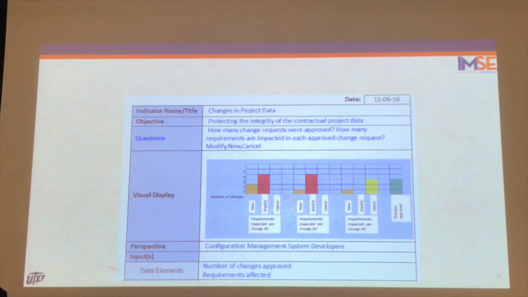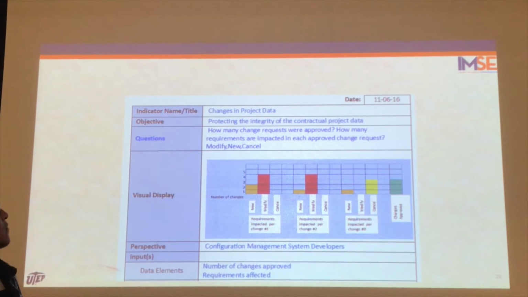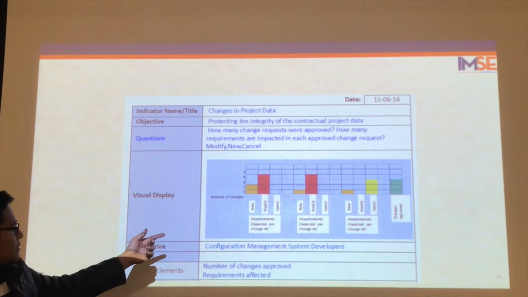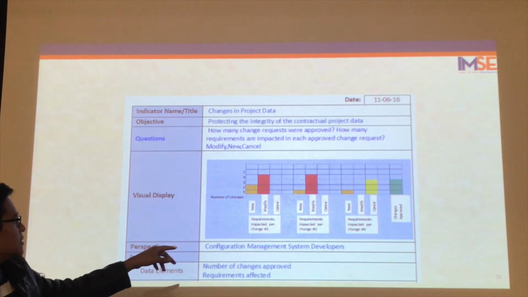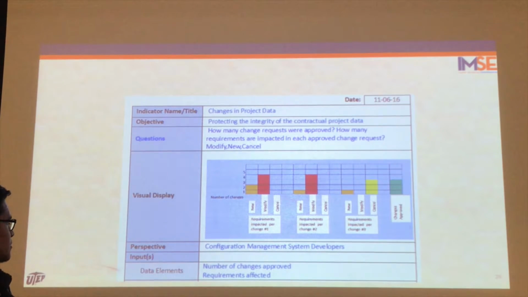For example, this is the indicator template. Some of the questions that we have to address to make it are, for example, how many change requests were approved, and how many requirements are impacted in each approved change. Here we can see the graphic that represents the answers to the questions.